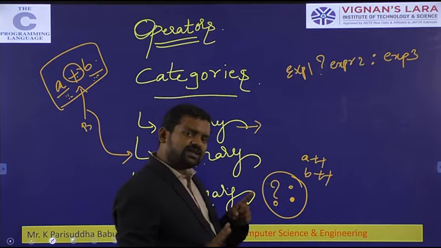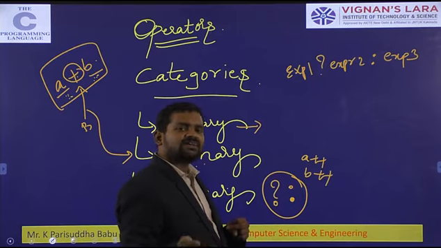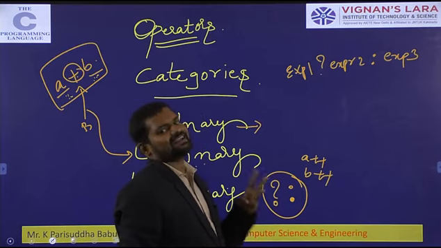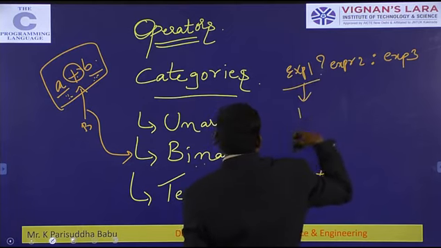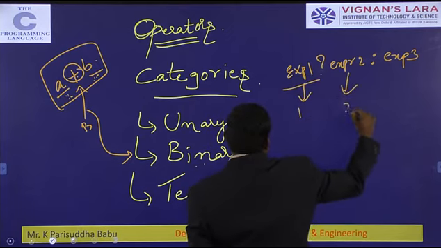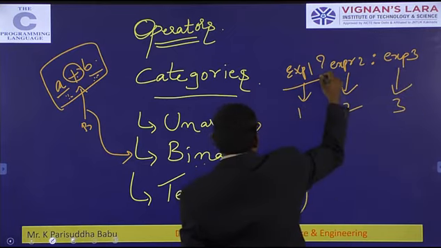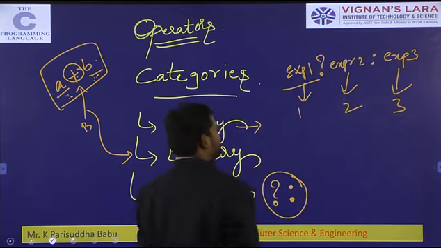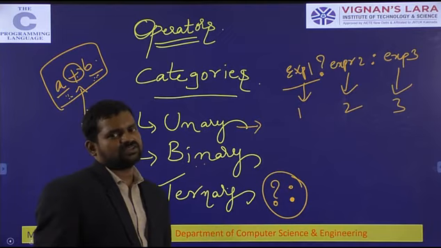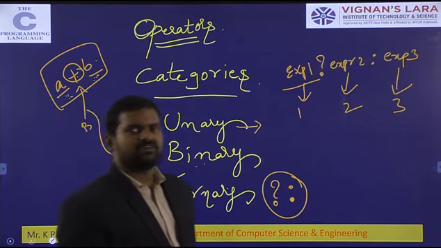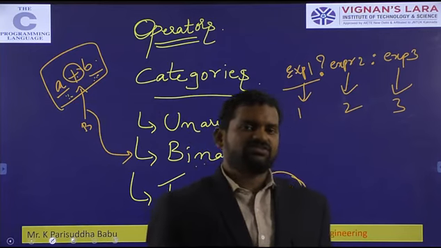If an operator acts on two operands, it is binary. An operator acting on three operands is ternary. Expression 1 is one operand, expression 2 is the second operand, and expression 3 is the third operand. The ternary operator works in between the three operands, or the three expressions. We simply say ternary operator.